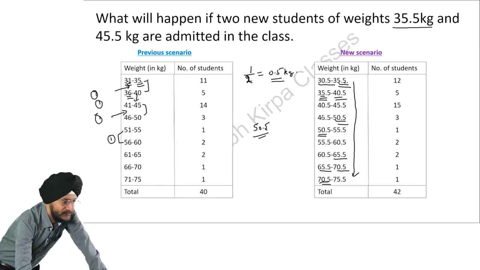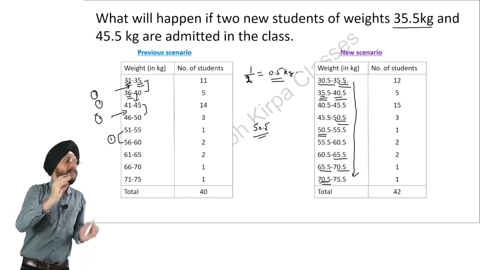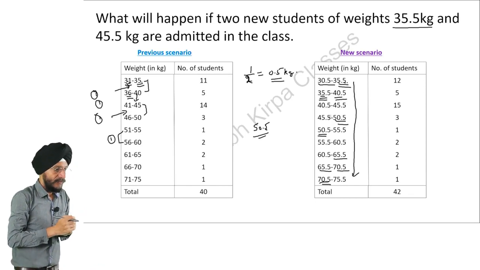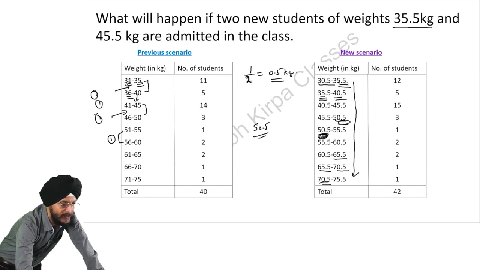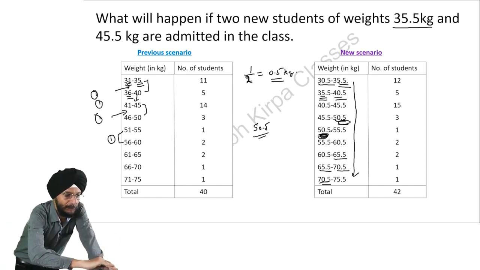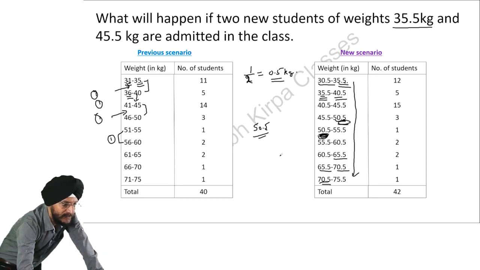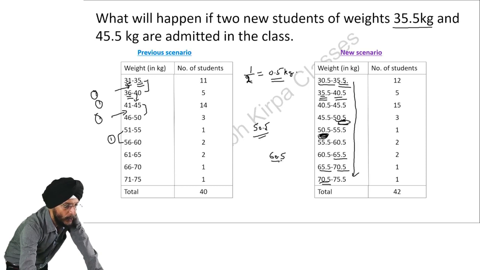So what to do? By convention, the 55.5 will be taken in the next group, and not in the upper class limit, but where it is written as the lower class limit. So if there is a person who has entered the class or taken new admission as say 60.5, it will not be entered in this group, it will be taken in this group by convention.